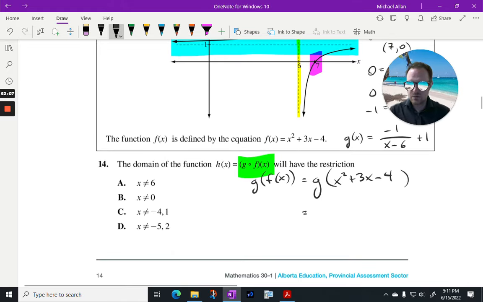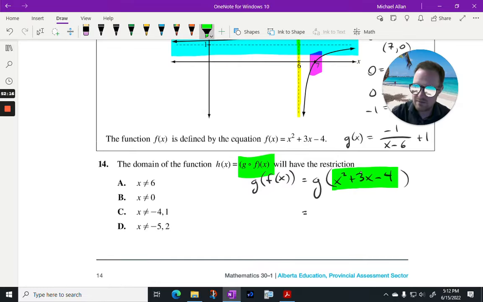Okay. So now what we're going to do is put f of x into that equation. We're going to put it in all the x spots here, because that's where the x used to be. So I'm going to go negative 1 divided by x squared plus 3x minus 4. That's where the x was. But there's still minus 6 here from before. And I'm going to just simplify the bottom down.